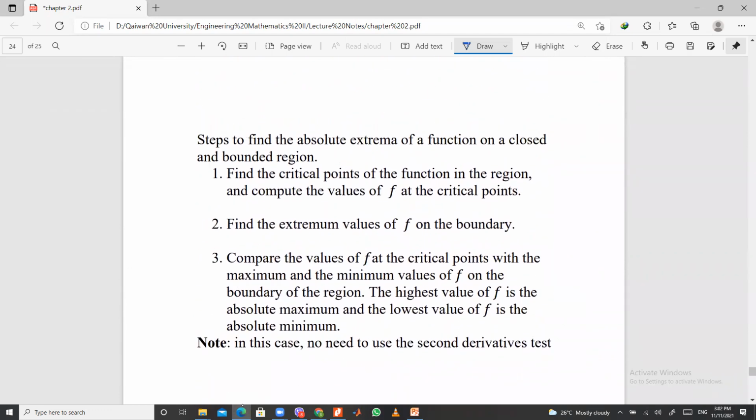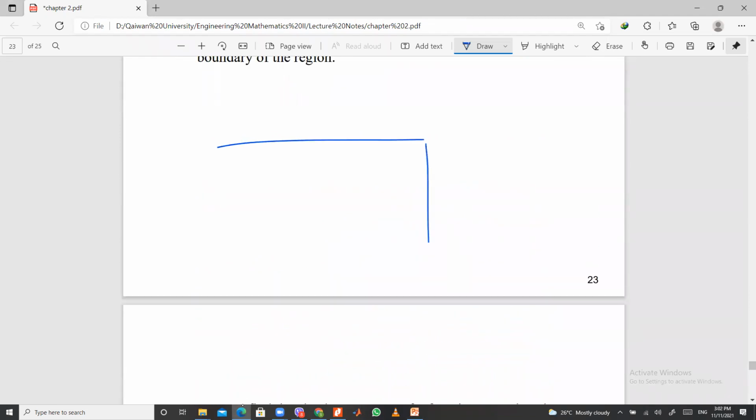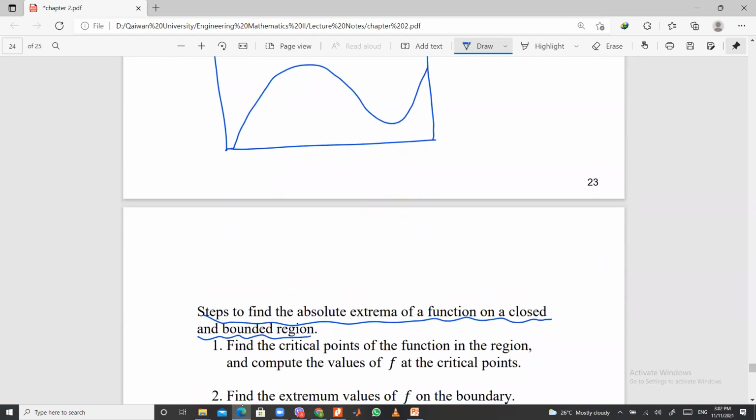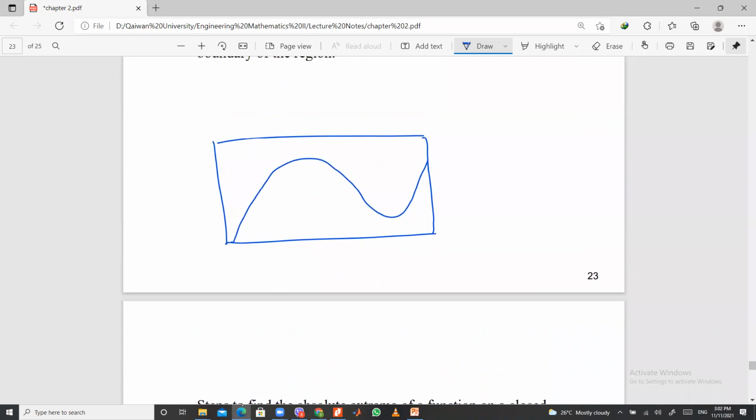Here, to find the absolute extrema of a function on a closed and bounded region, let's say we have a rectangle. If you have this graph over this rectangle, we want to find the absolute maximum and absolute minimum for this graph in this bounded area. This is the area.